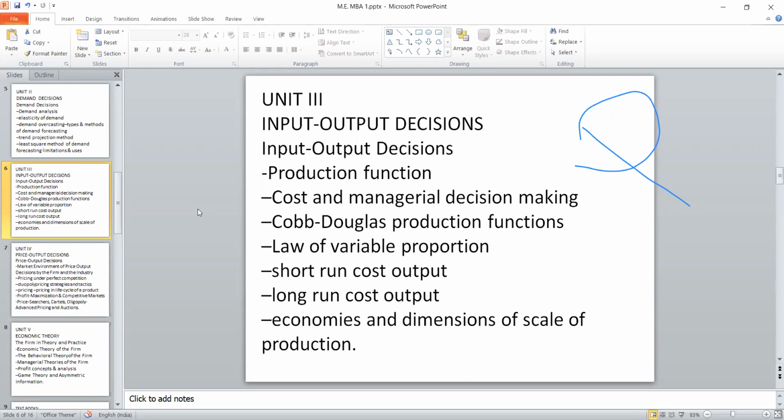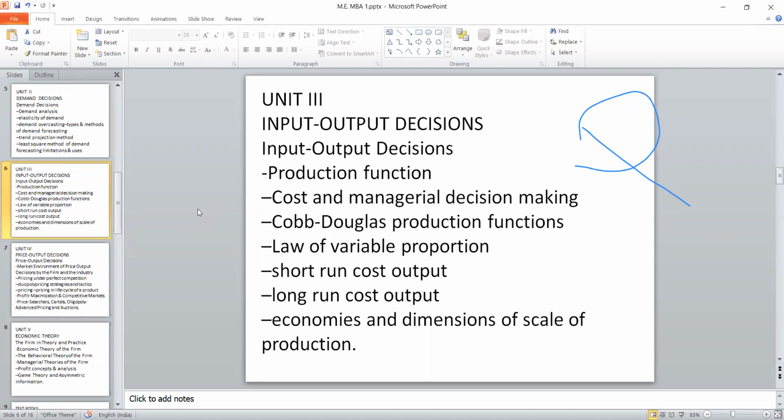Once we complete the production side, then we have to complete the cost side also. You should know how the cost is related to the output, not only in the short run, but also in the long run. So, cost-output relationship in the short run and cost-output relationship in the long run. Once we complete the production analysis and cost analysis, we should know the advantages and disadvantages while we are moving to the latter stage. The advantages are economies of scale; the disadvantages are diseconomies of scale. So the third unit includes production analysis, cost analysis, and economies of scale.